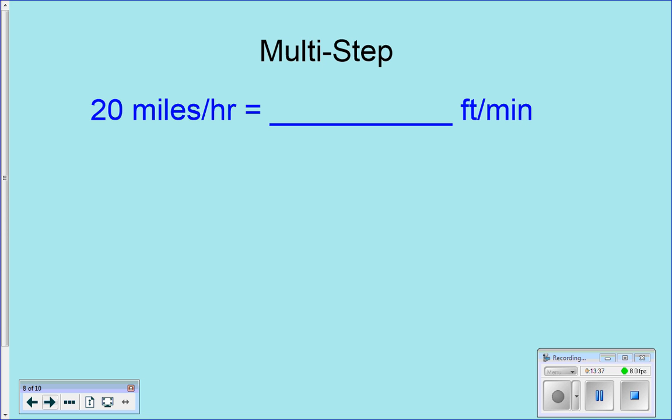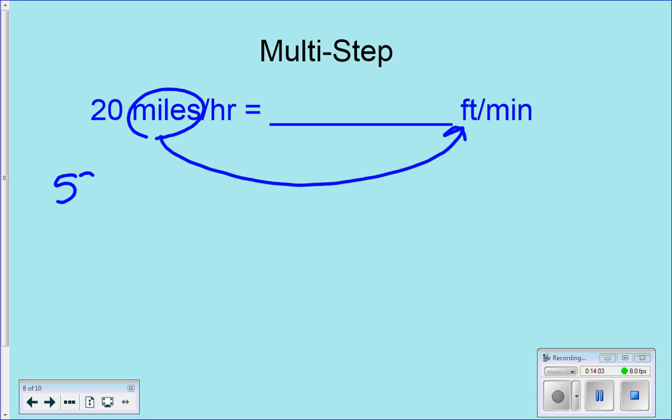So I like to do it one step at a time, and I think that's probably the smartest thing to do. I have 20 miles an hour, and I want to change that to how many feet in a minute. So the first thing I'm going to do is I'm going to change this. Guess what I'm going to change this to? Feet. So don't even think of what's behind it. If I'm going to change 20 miles to feet, what am I going to do? 20 times 5,280.